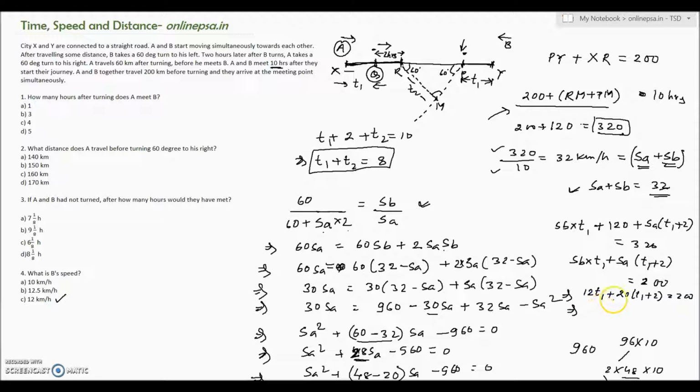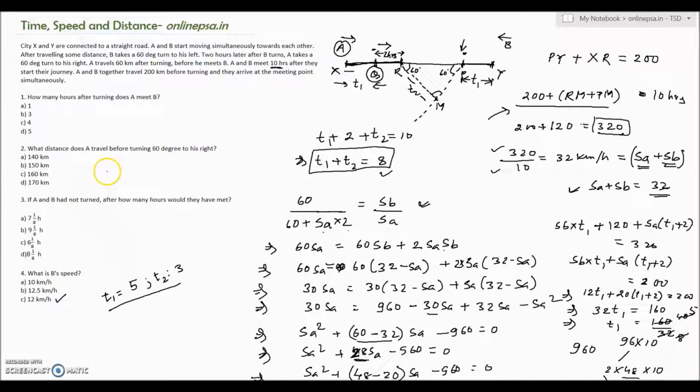If you try to solve this, this is 32 T1, which should be equal to 200 minus 40, 160. T1 should be equal to 160 by 32, right? So we get time T1 is 5, which will also mean from this equation that T2 is 3.